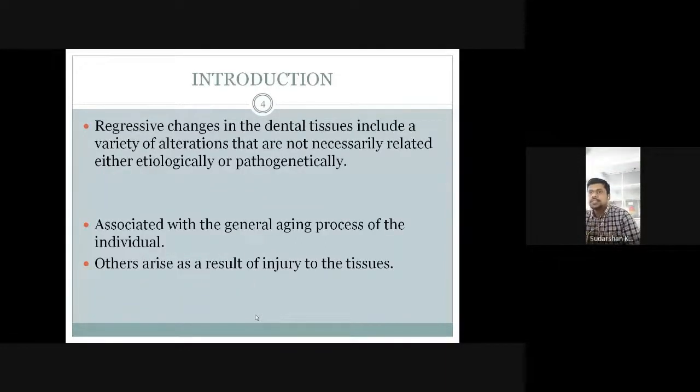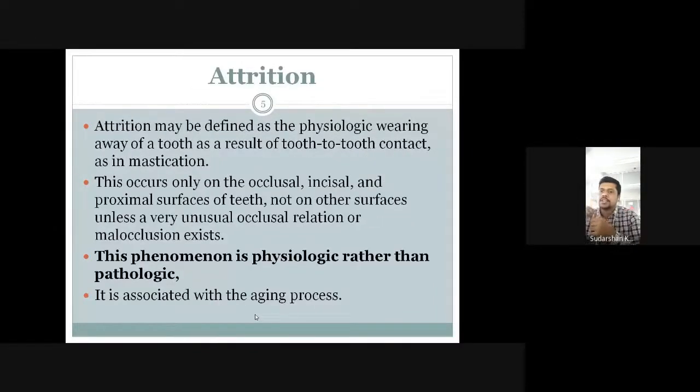So these regressive changes, as I told you, are the changes that happen to the dental tissues, and these can be related either etiologically or pathogenically, or they cannot. So there can be a reason or there cannot be a reason, and these are all general aging processes that are commonly seen. Some of these may be the result of tissue injury also. Tissue damage also can lead to these regressive alterations.